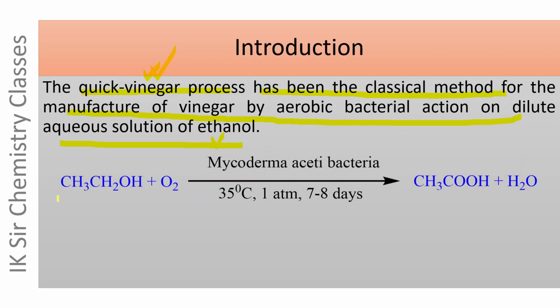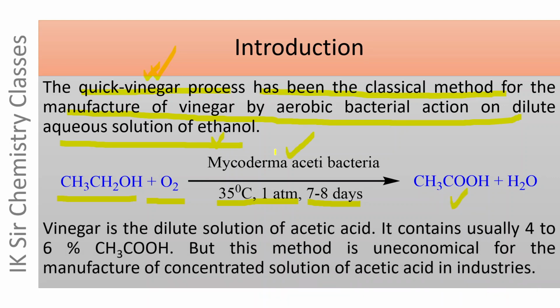Dilute aqueous solution of ethanol is subjected to aerobic fermentation in the presence of Mycoderma acetobacteria at 35 degrees centigrade and 1 atm pressure for 7 to 8 days. As a result, we get dilute aqueous solution of acetic acid, which is called vinegar. Vinegar is the dilute solution of acetic acid. It contains usually 4 to 6% of acetic acid.